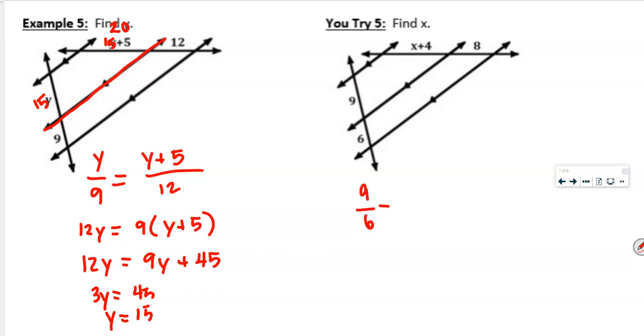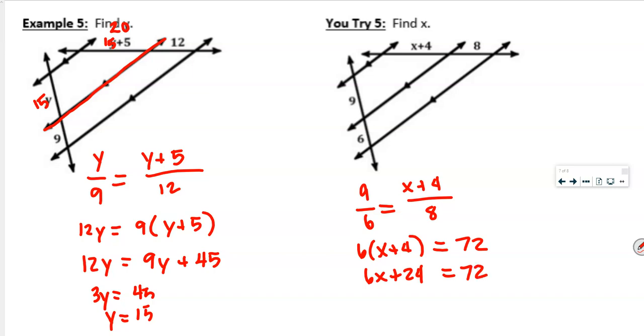I'm doing 9 over 6 is equal to x plus 4 over 8. Cross multiply again, so we're going to do 6 times our x plus 4 equals 9 times 8, that's 72. 6x plus 24 equals 72. Subtract the 24 from both sides, that gives me 6x equals 48, and 6 goes into 48 8 times. So here again, 8 plus 4, so that would be 12. Is 9 over 6 the same as 12 over 8? That's how you double check to make sure your answer is correct.